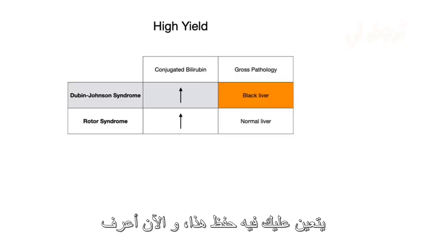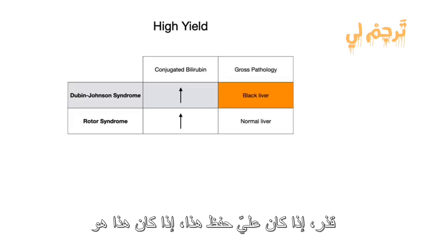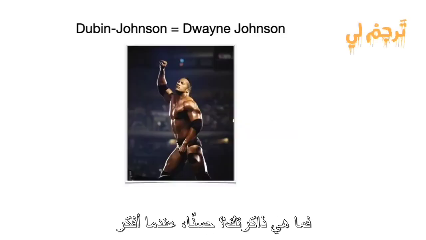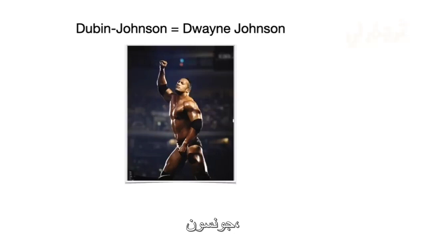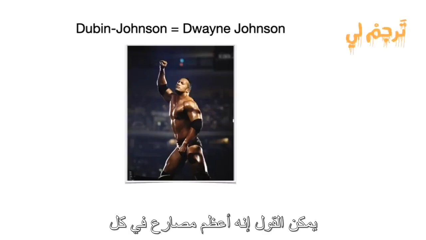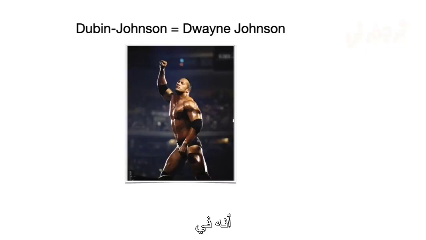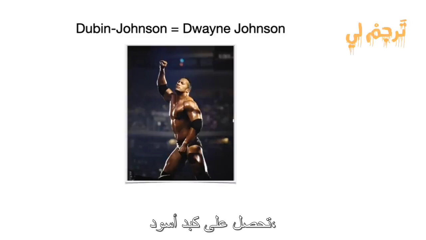Now I know what you're thinking. Dirty, if I have to memorize this, if this is as high yield as you claim it to be, what's your mnemonic? Well, when I think of Dubin Johnson, I think of Dwayne Johnson. Dwayne Johnson, arguably the greatest wrestler of all time, Dwayne "The Rock" Johnson, is part black. And that reminds me that in Dubin Johnson, or in Dwayne Johnson, you get a black liver. Finally, The Rock has come back to dirty medicine.